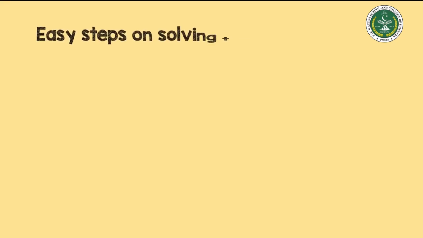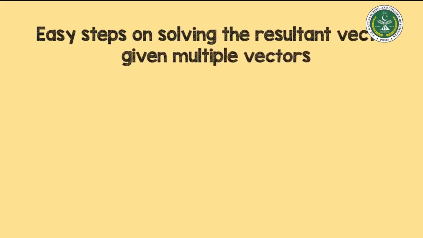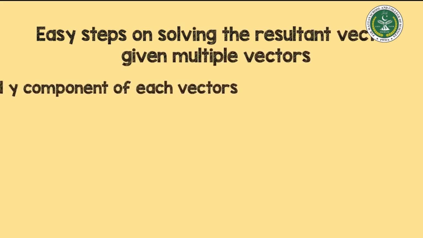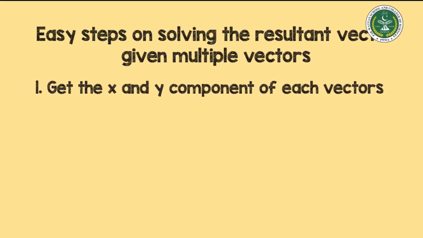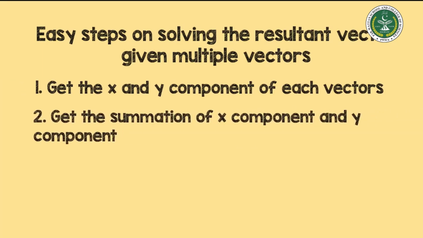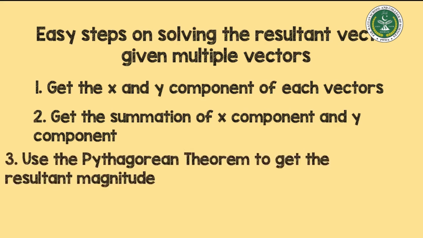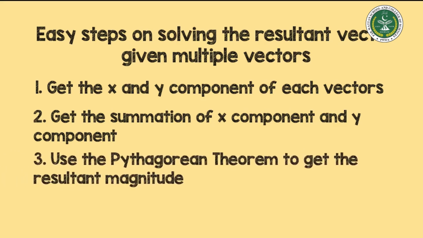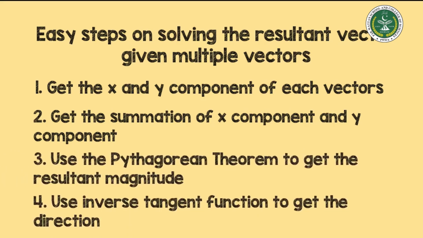Before we end, let me leave you with the steps on solving the resultant vector given multiple vectors. 1. Get the x and y component of each vector. 2. Get the summation of x component and y component. 3. Use the Pythagorean theorem to get the resultant magnitude. And 4. Use the inverse tangent function to get the direction.